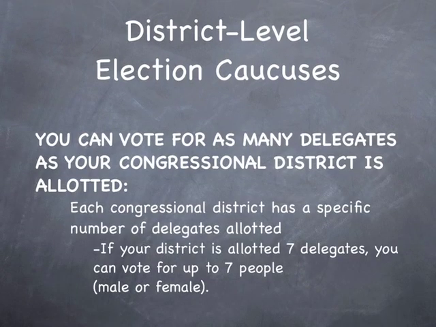You are allowed to vote for as many delegates as your congressional district is allocated. Each congressional district has a specific number of delegates allocated to it. For example, if your district has 7 delegates allocated, you can vote for up to 7 people, male or female.